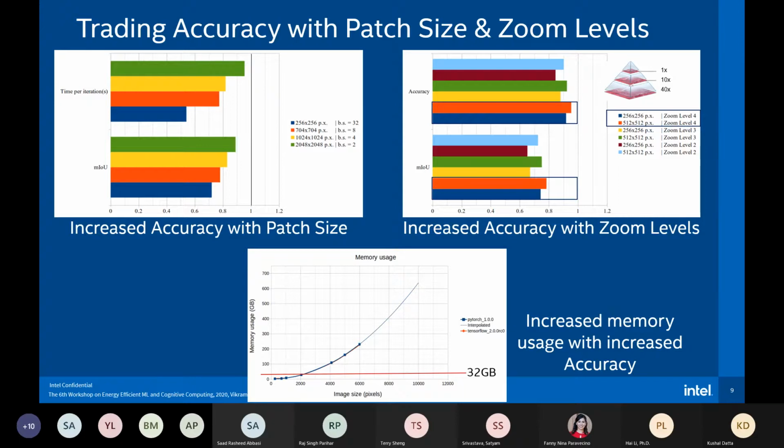As you can see, most HBMs have 32 gigabytes, and now they've increased in capacities, but what you see is that the required memory increases with pixel size. And I think that's been pointed out in many of the talks earlier.